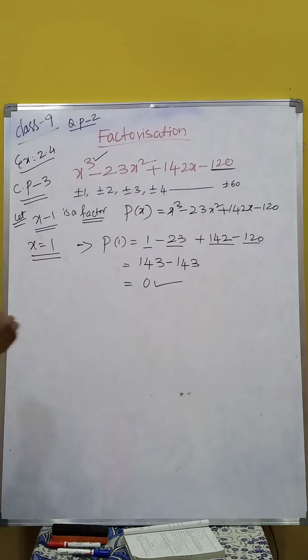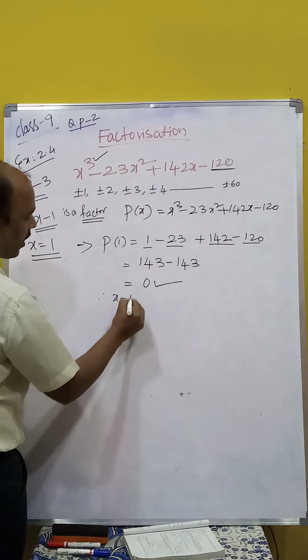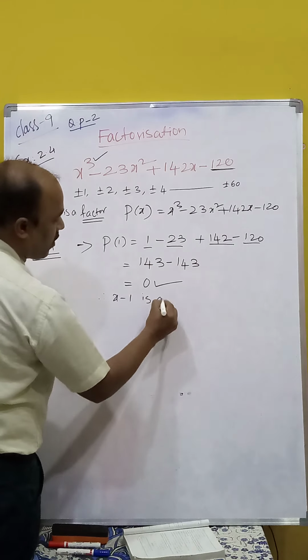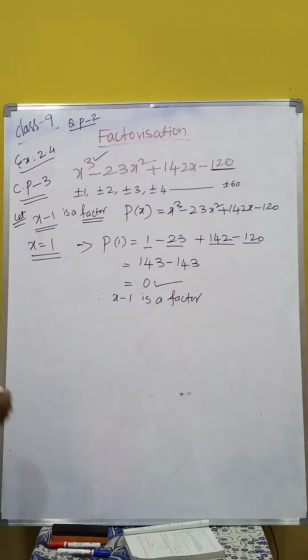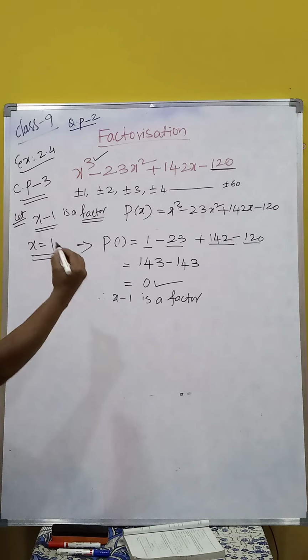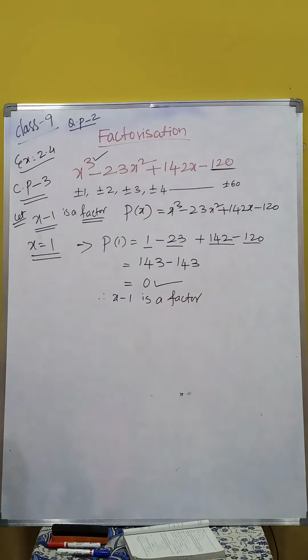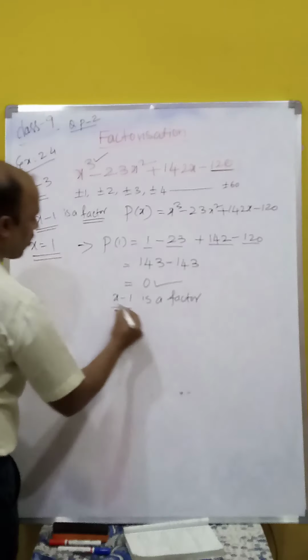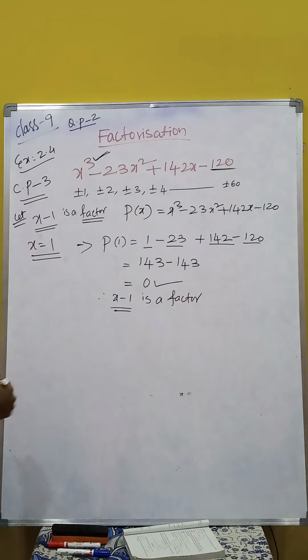In previous class we discussed if it is 0 then it's a factor. Therefore, x minus 1 is a factor. If not equal to 0 then automatically x minus 1 is not a factor. But here it is equal to 0. We assumed x minus 1 is a factor. Then finally what we got? x minus 1 is a factor, because we got it equal to 0. One factor we got. More, how many we have to find? 2 we have to find.